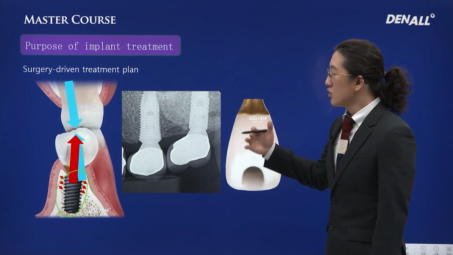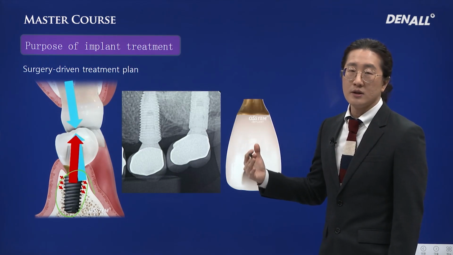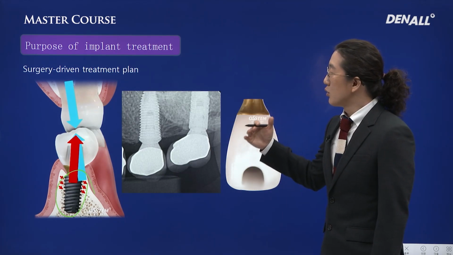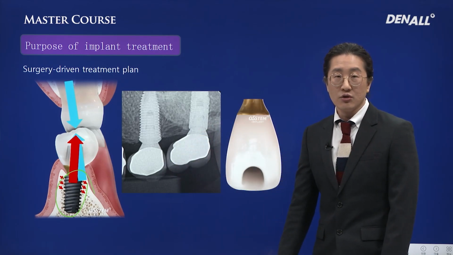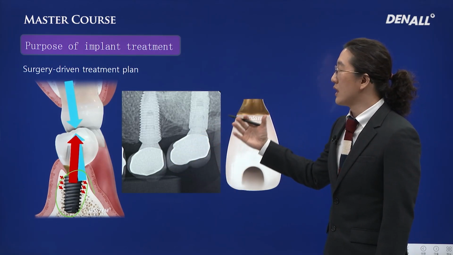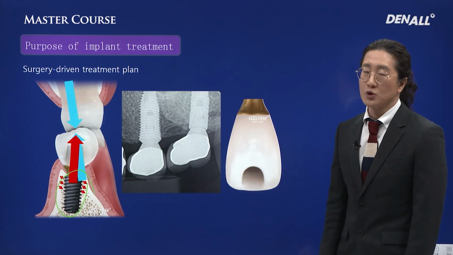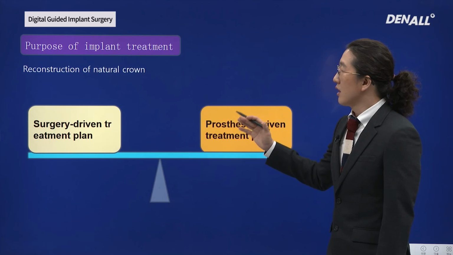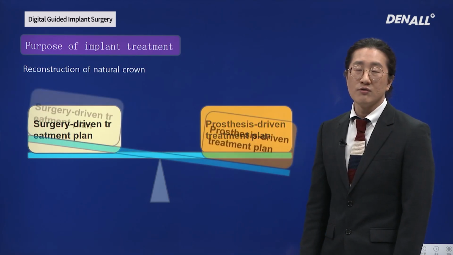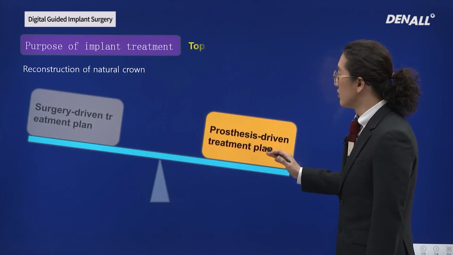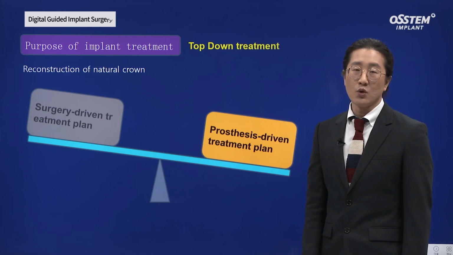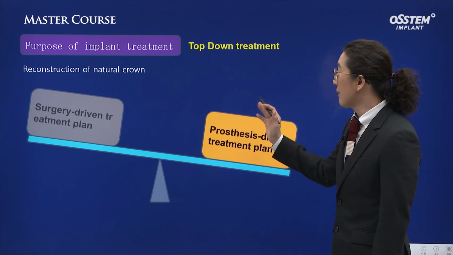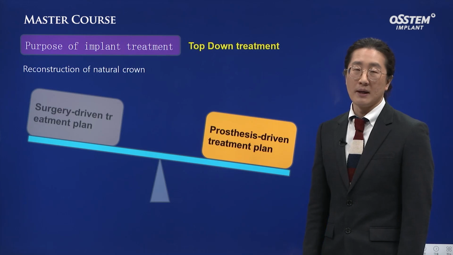Surgery-driven treatment plan can be more convenient for the surgeon. However, the purpose of implant treatment is not to do surgery. It is to provide crown and to allow patient to use it appropriately. When planning implant treatment, it should be prosthesis-driven rather than surgery-driven. We should stick to top-down treatment method.